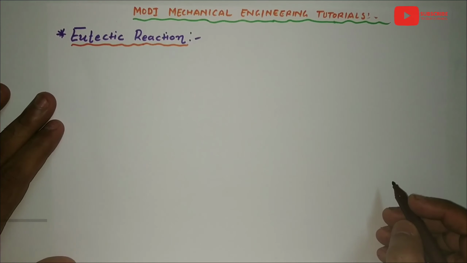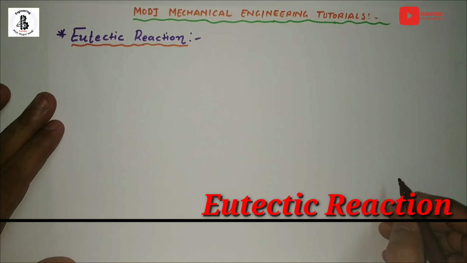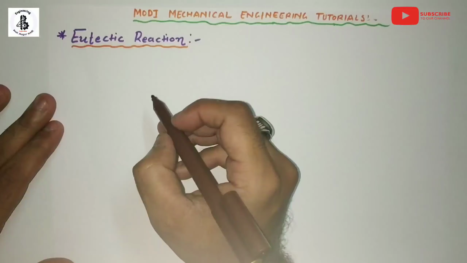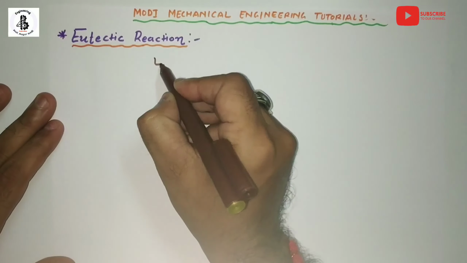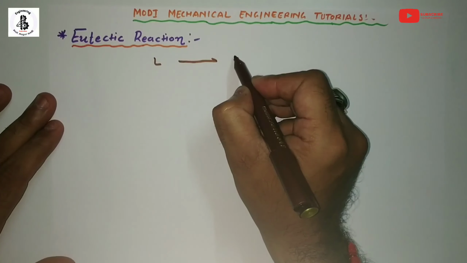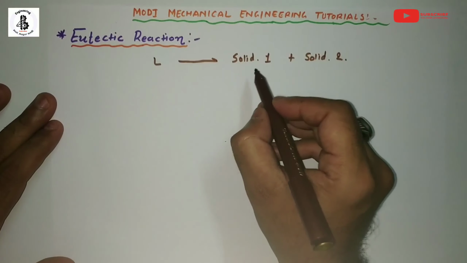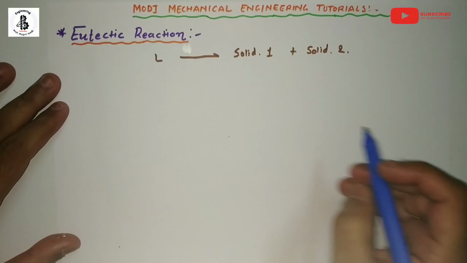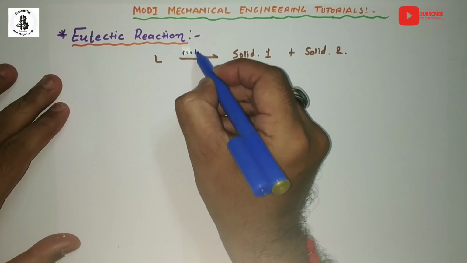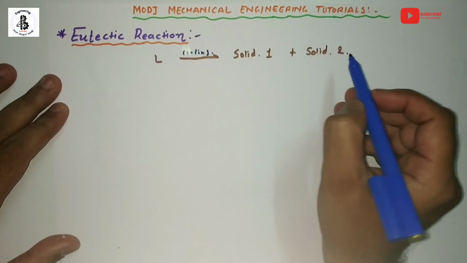In this video, I would like to explain eutectic reactions in the general case as well as for the iron carbon diagram. So basically, in a eutectic reaction, a liquid converts into two different solids. That will be solid 1 plus solid 2. So this liquid, on cooling, converts into two new solids.